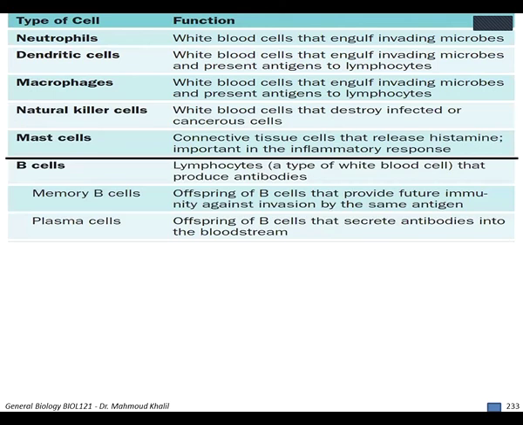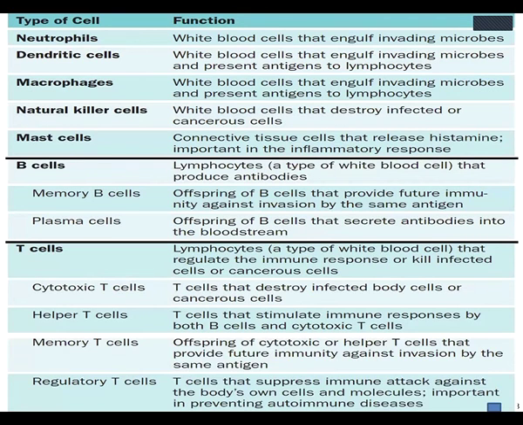And this table actually summarizes what we have said and all the functions of the different types of the immune system. So actually all these tables have been shown in previous slides. It's kind of like a summary for all the functions of the different cell types, and it's a very important table.